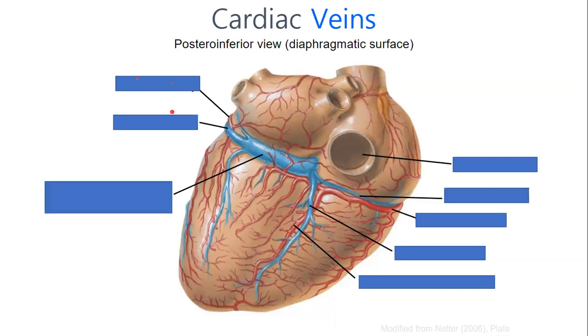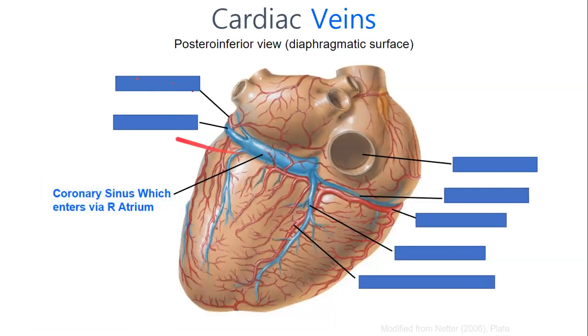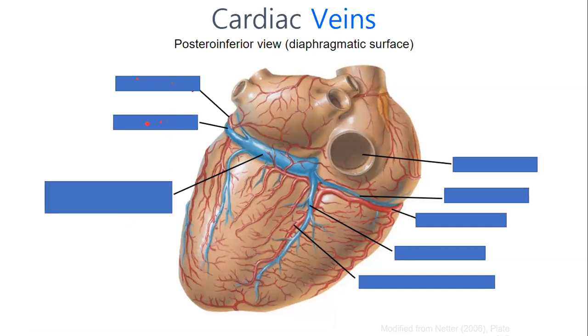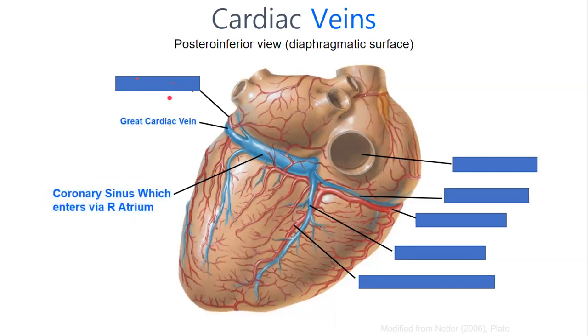All right. Well, I don't know. Coronary sinus. That was going to be a big one. Okay. Let's see. What about this vein here? That's a great cardiac vein. Yeah. Got it. We didn't know that. Okay. Circumflex. Yeah. Not familiar with that one. Coming back around, I think. Yeah.